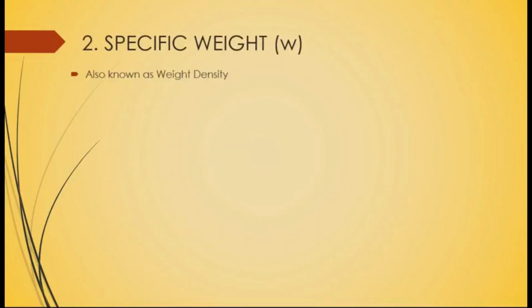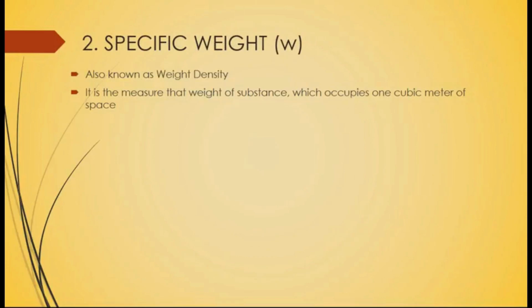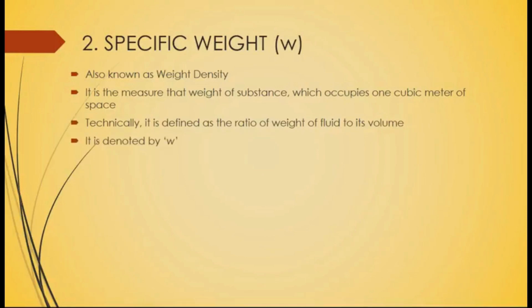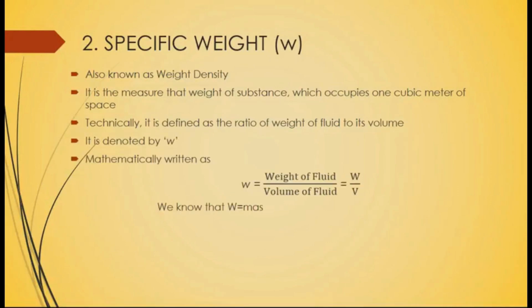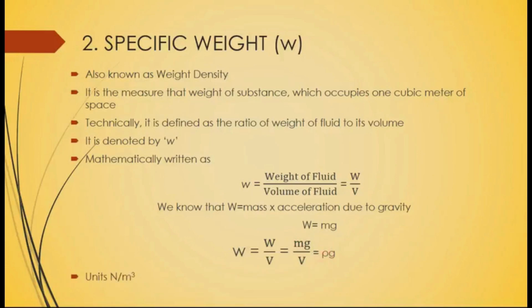So the second property is specific weight, which is denoted by small w, and it is also known as weight density, and is a measure of weight of substance which occupies 1 cubic meter of space. So technically it is weight by volume, denoted by small w, that is equal to weight of fluid by volume of fluid. And weight we can call as mass into acceleration due to gravity, W is equal to mg. So we can now write small w is capital W by V is equal to mg by V. M by V, that is the density we discussed previously, so we can substitute it here: rho g, and the units are Newton per meter cube.